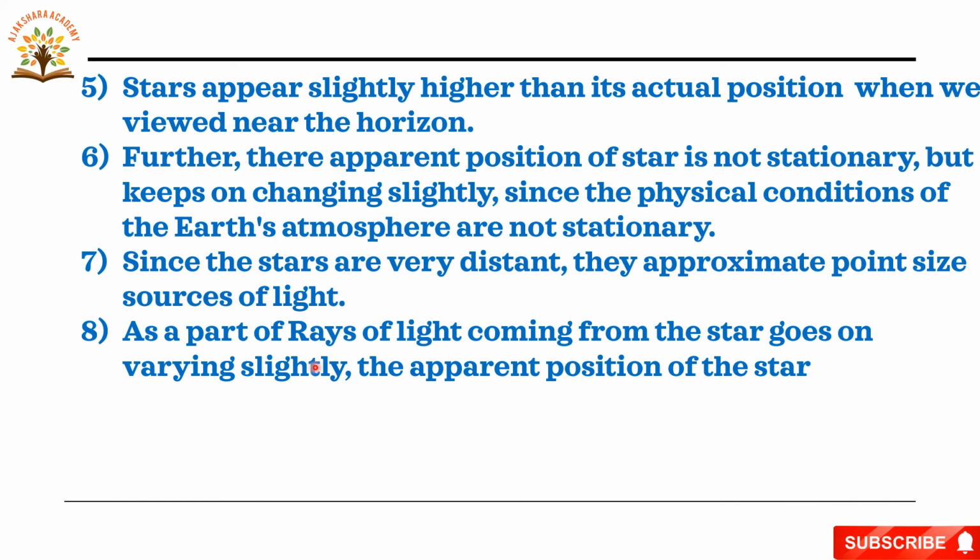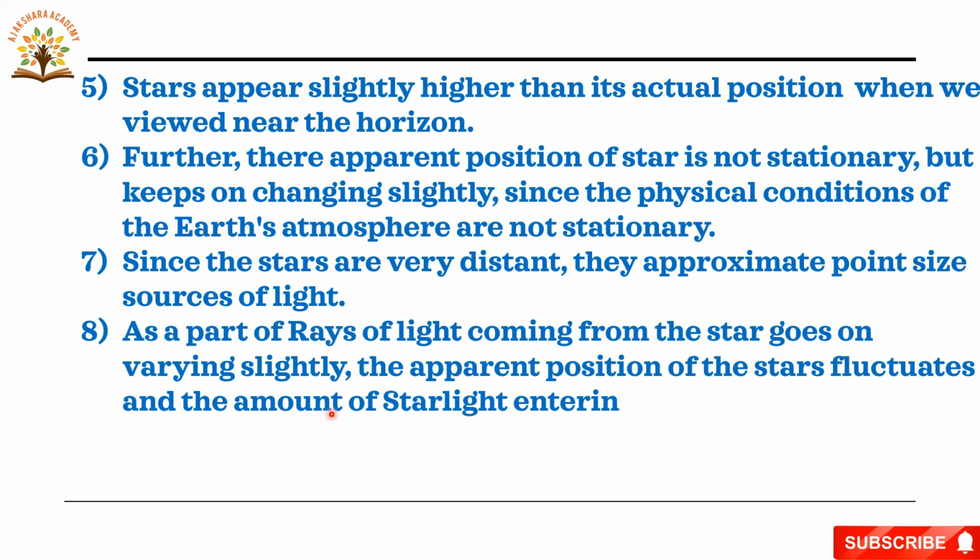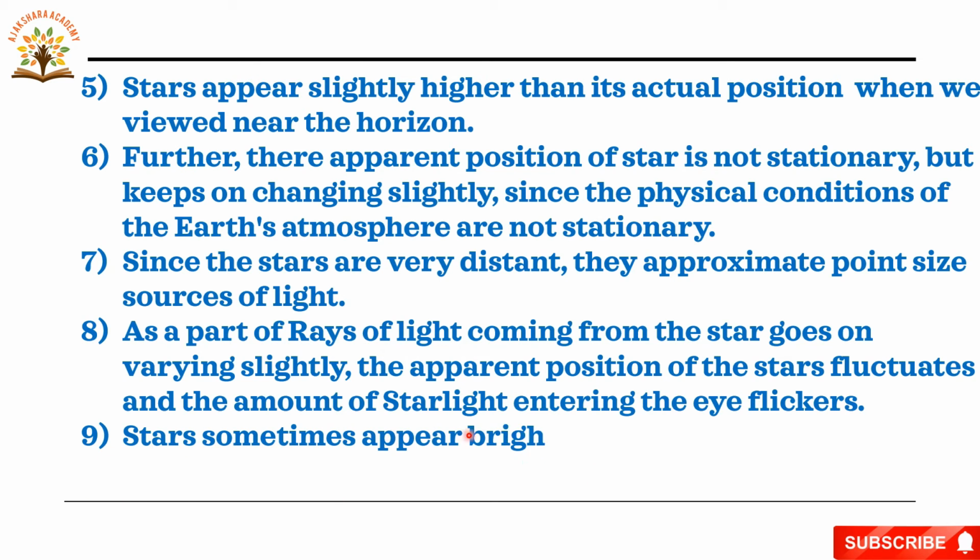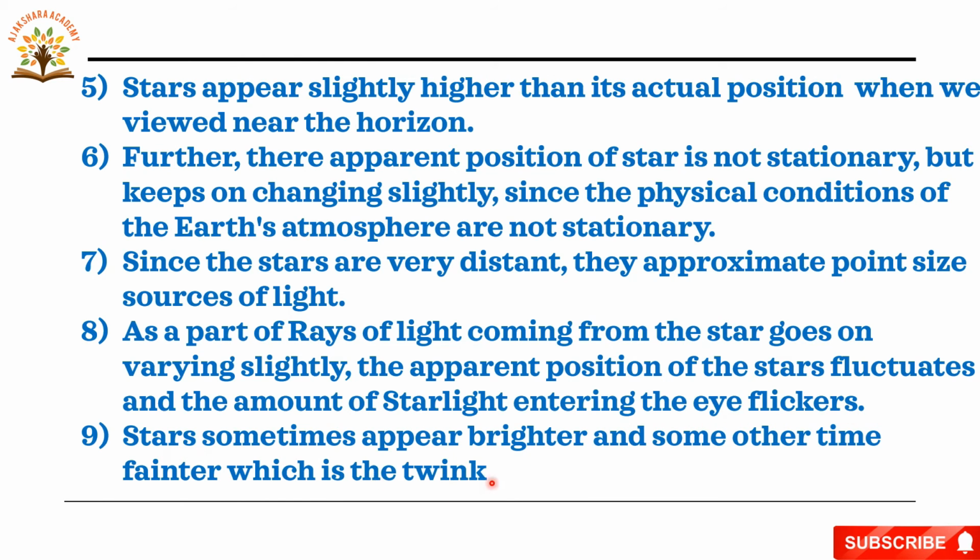As the path of rays of light coming from the star goes on varying slightly, the apparent position of the star fluctuates and the amount of starlight entering the eye flickers. So stars sometimes appear brighter and at other times fainter, which is the twinkling effect. So this is about why stars appear twinkling. Okay, thanks for watching this video.